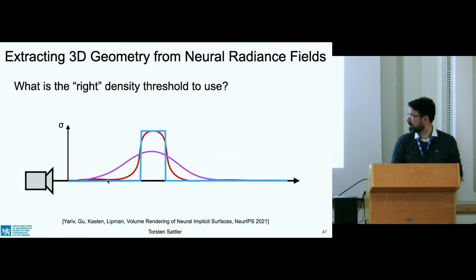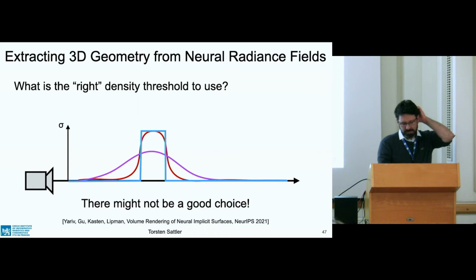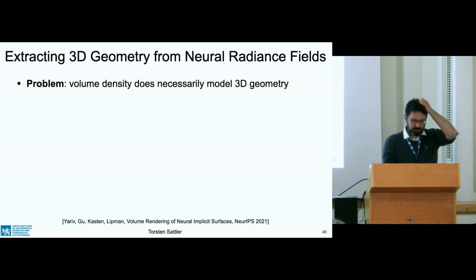Think of it this way. Here you have zero volume density. It doesn't matter which color you have. Here you have non-zero density, but you might find the right color value and you might not see a difference at all. So a priori, it's not clear what the right volume density is. And as part of this, your density might be drawn out rather than peaked, as you would like when extracting geometry. In general, the issue is that volume density is not really a good measure of 3D model geometry or surface.